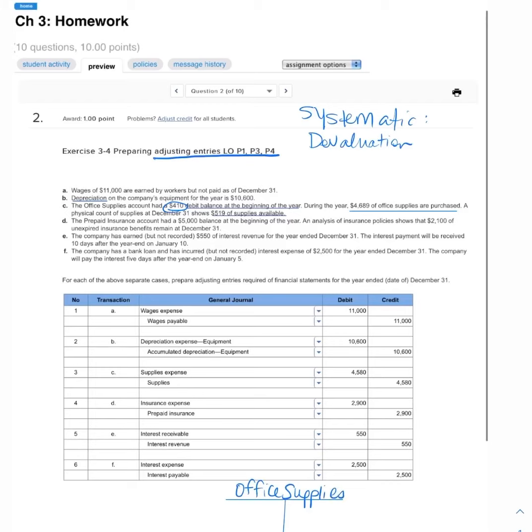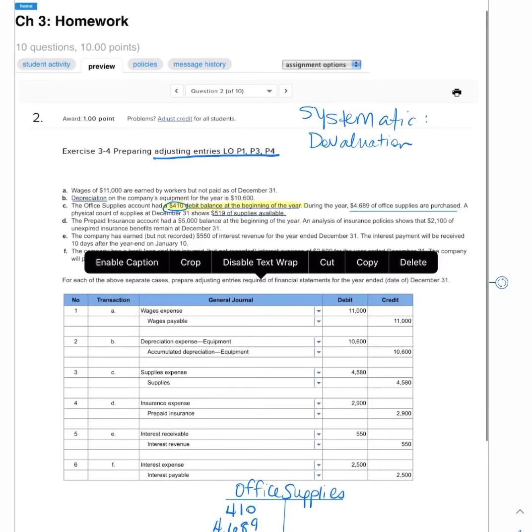So they told us here, they said, the office supplies account had a $410 debit balance at the beginning of the year. So I'm just going to put in $410 right there. Now it tells me during the year, we purchased $4,689 worth of office supplies. A physical count shows only $519 worth of office supplies left at the end of the period. So what we want to know essentially is how much in office supplies was actually used during the period.